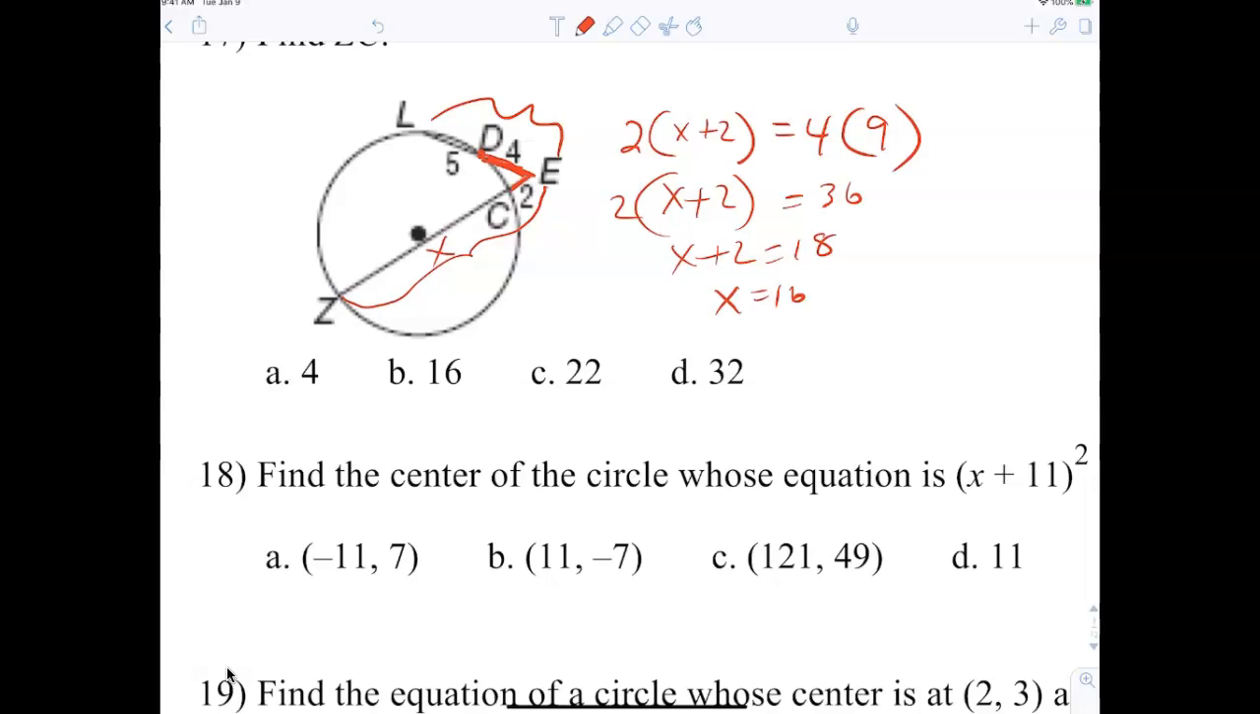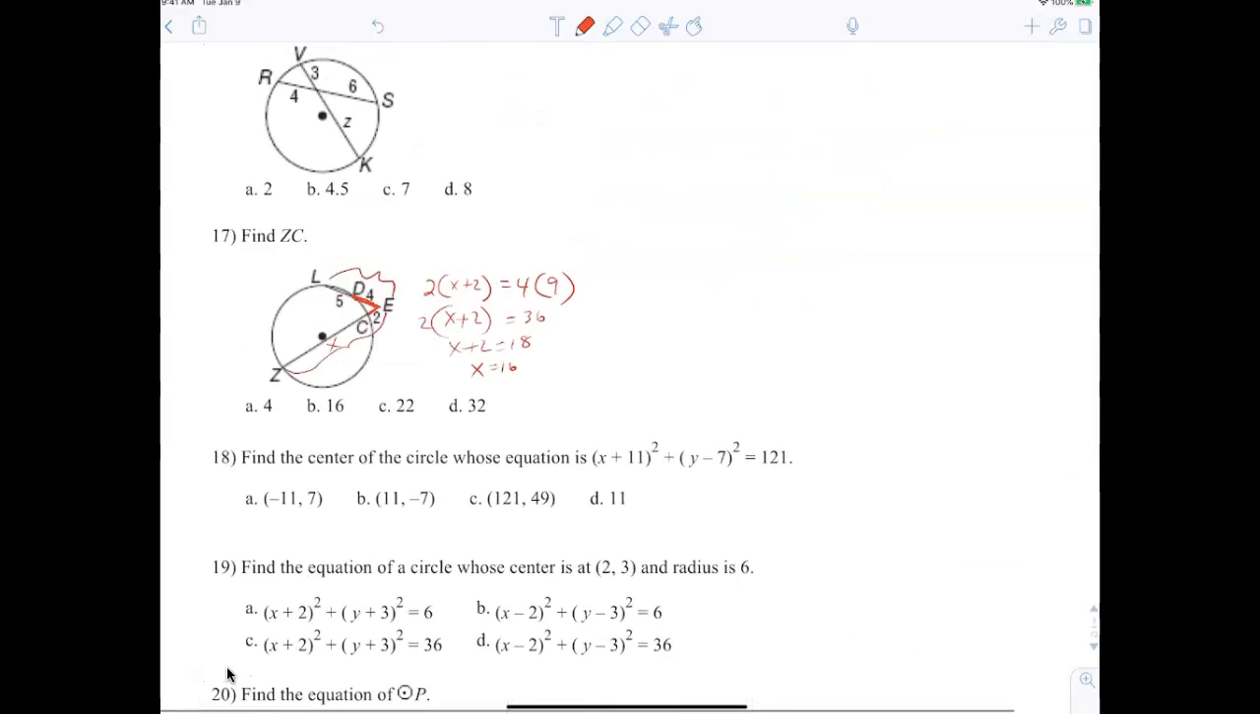But again, remember the rule is the outside part times the whole length is equal to the outside part times the whole length. Isabel, what did you say? 13. Let's take a look at 13 now real quick.